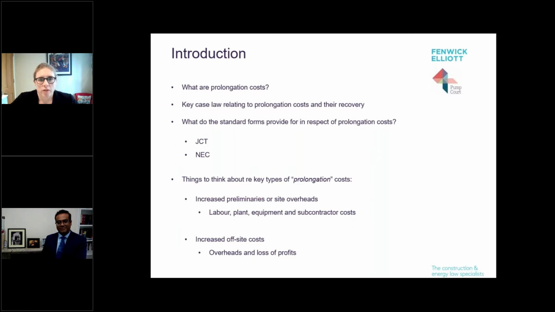So just to outline what we're proposing to cover today, first of all, Sanjay is going to cover at a high level what are prolongation costs and what we mean by that. He's then going to have a look at the key case law relating to prolongation costs and their recovery. I'm then going to dip into the standard forms and what they provide for, focusing on the JCT and the NEC for today. And then last of all, we're going to take a bit more of a deep dive into key types of prolongation costs, divided into increased preliminaries and on-site costs, on-site overheads, and also looking at increased off-site costs, although I know sometimes people exclude those sorts of costs from the definition of prolongation costs. So with that in mind, I will hand over to Sanjay to start on what are prolongation costs.